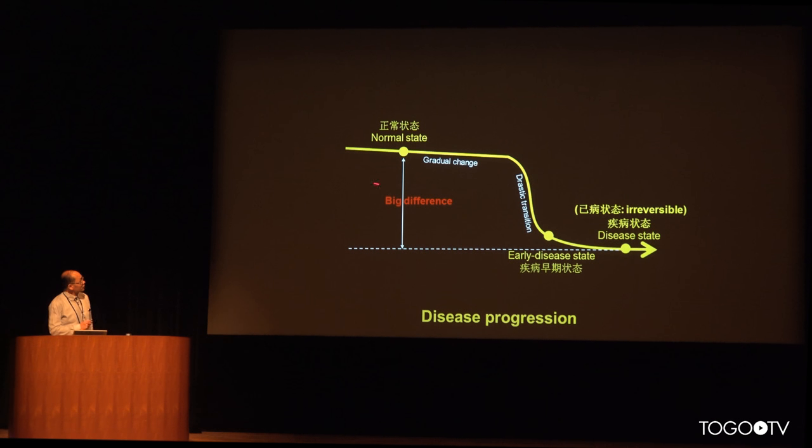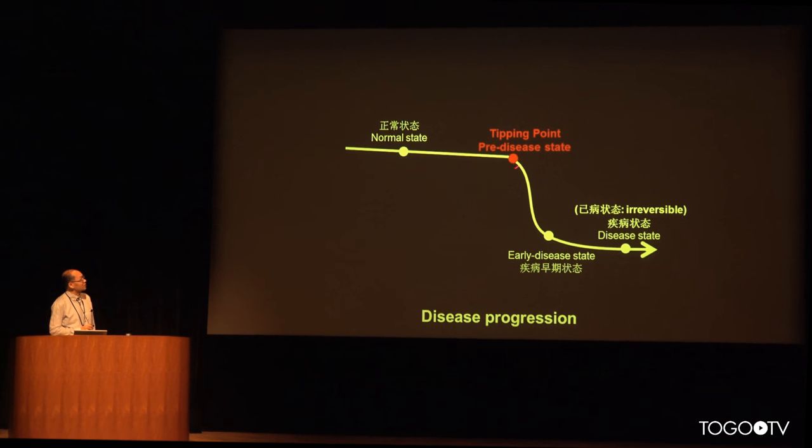But the problem is that this process is clearly nonlinear. If we consider the nonlinear dynamics of this process, this point is not important, and this point is also not important. The important point is here. We call it the tipping point, the unoccurring disease. It's very important. Why? Because in the same environment and the same condition, it is going to quickly change to the irreversible disease state. So it is still reversible.